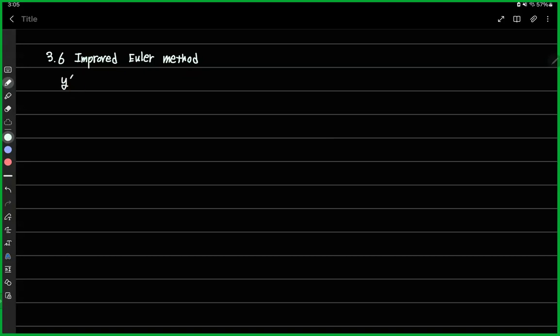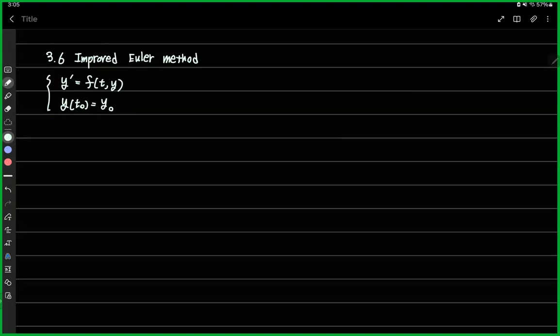So y prime is equal to f of t comma y. And let me start with this. This is the standard form of the first order ODEs with initial condition y of t0 is equal to y naught. Okay, that's the initial condition. So we're going to consider initial value problems.